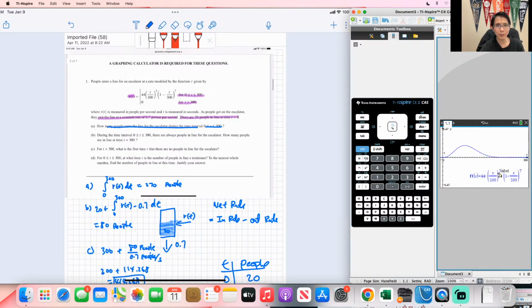And then you say, okay, well, that is net in. That's not including net out. So I'm going to create a new function. I'm going to do tab. I'm going to do vars. Wait, where's my vars?